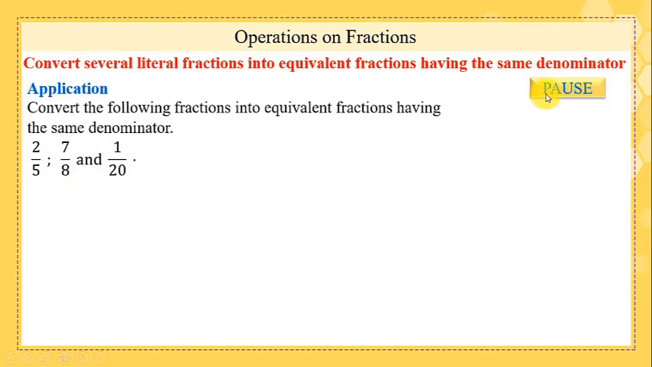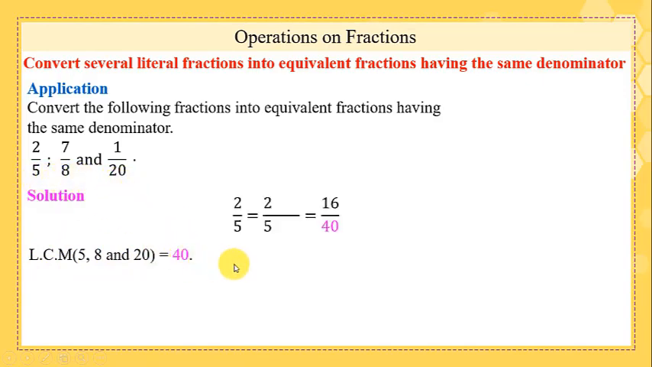Now please, let's pause the video and try to solve this application. The solution. The LCM of 5, 8, and 20 is 40. Then we must change 5, 8, and 20 to 40. So 2 over 5, we must change number 5 to 40 by multiplying it by 8. Then 2 times 8 is 16 and 5 times 8 is 40.